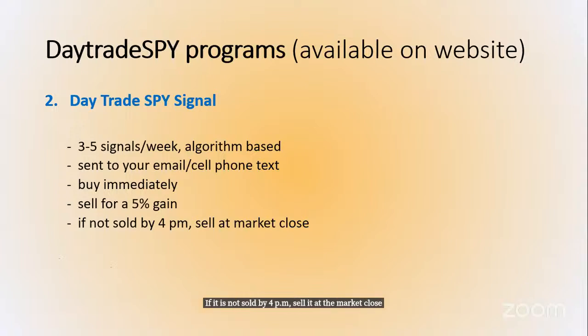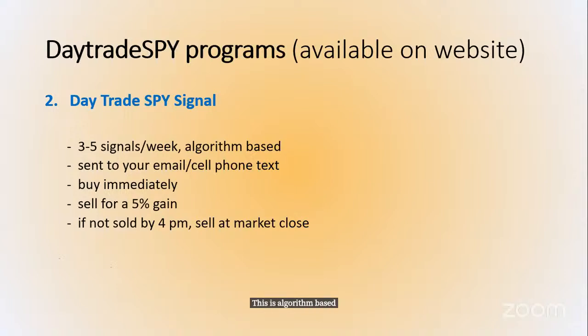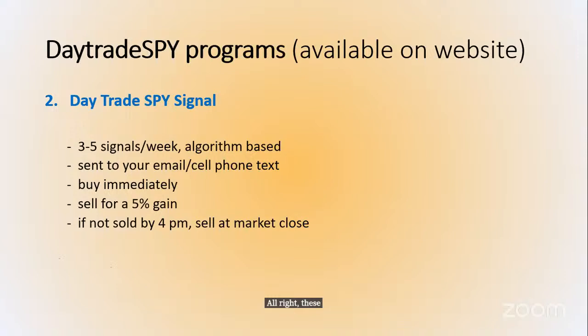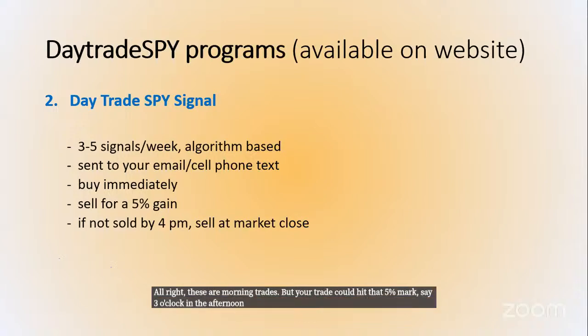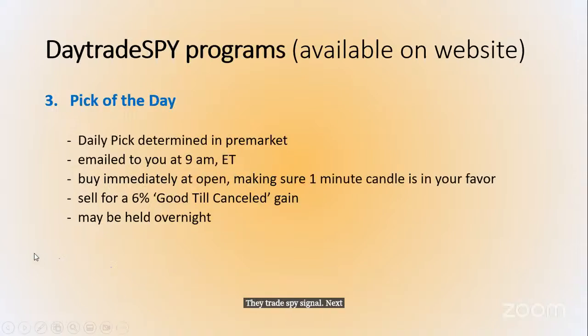You get 3 to 5 signals a week. This is algorithm based, okay? So if you're driving around or you're walking around or whatever, you get your cell phone with you. By the way, these signals come in the morning. All right, these are morning trades, but your trade could hit that 5% mark, say 3 o'clock in the afternoon. Just wait until it sells. If it doesn't sell by 4 o'clock, simply sell it at the market close. That's the DayTradeSPY signal.